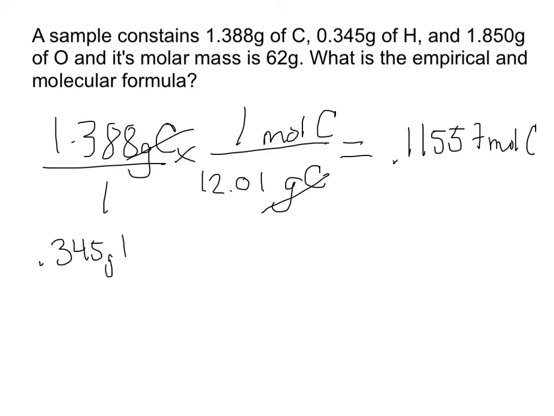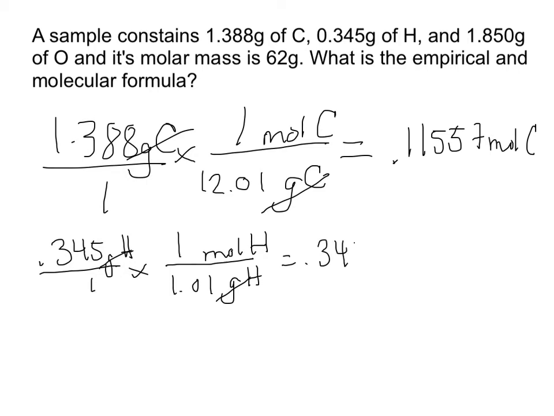So now I need to find out hydrogen, and I have 0.345 grams of hydrogen. I put it over 1. I don't want grams, so grams goes on the bottom. I want moles, so moles goes on top. I know in 1 mole there's 1.01 grams of hydrogen. I do my math, and I get 0.34158 moles of hydrogen.